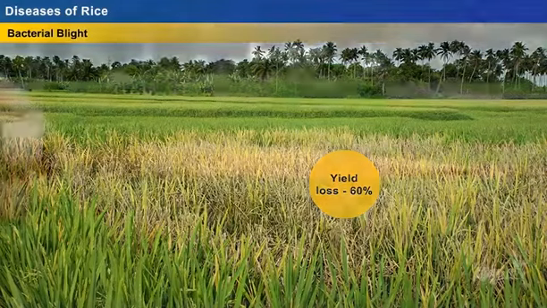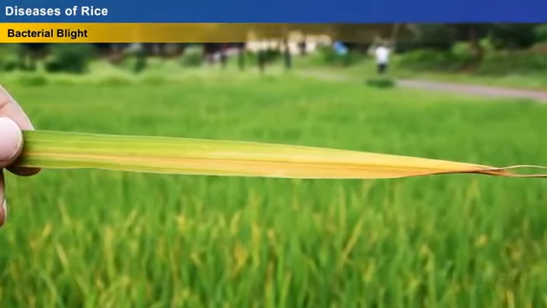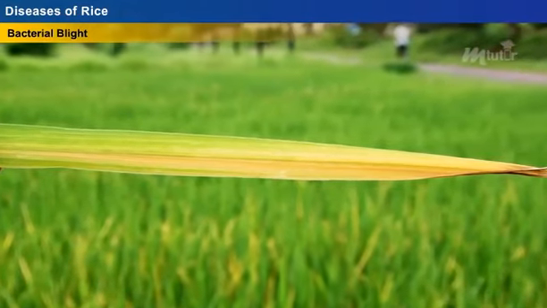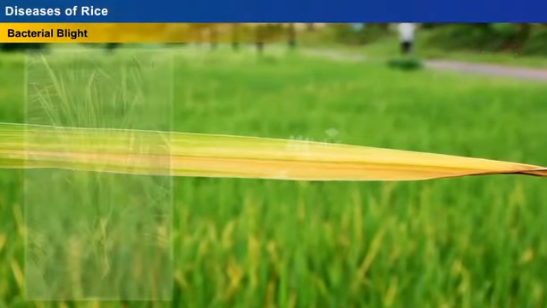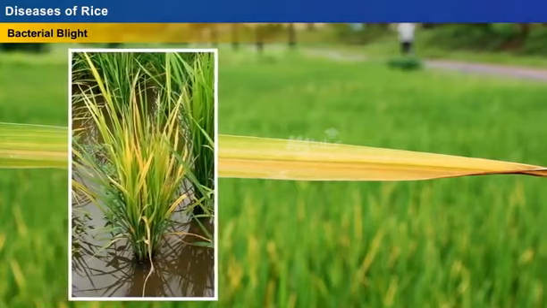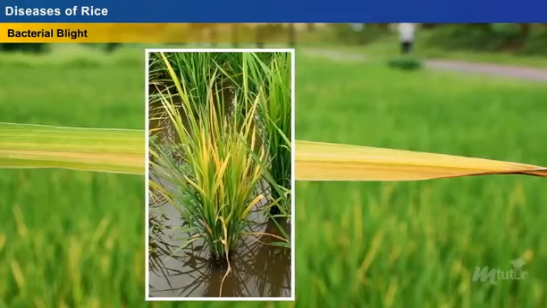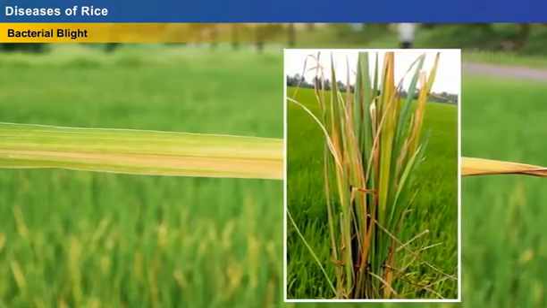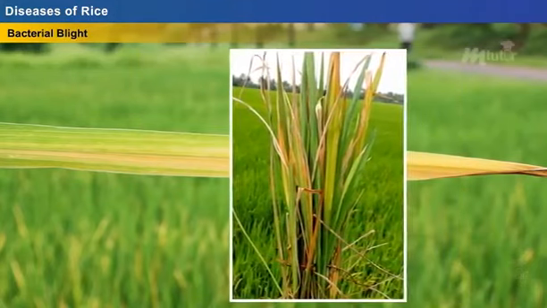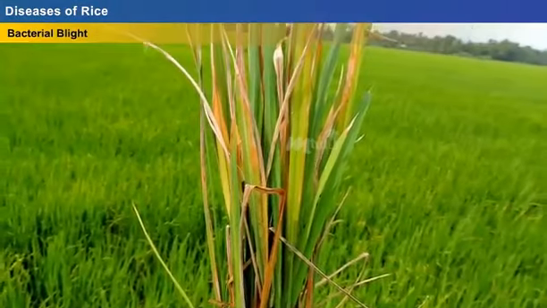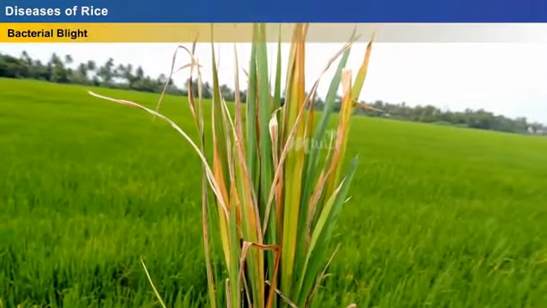At the initial stage of infection, we can notice water-soaked streaks appearing near the leaf tip and margins. Gradually, they transform into yellow and straw-colored stripes with wavy edges. At the final phase, the leaves turn grayish-green, wilt, roll up and later wither. Finally, the entire plant will dry or die.